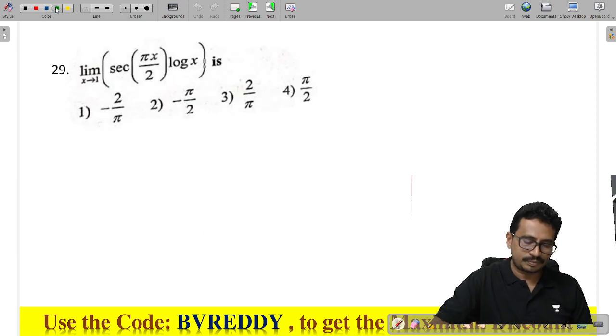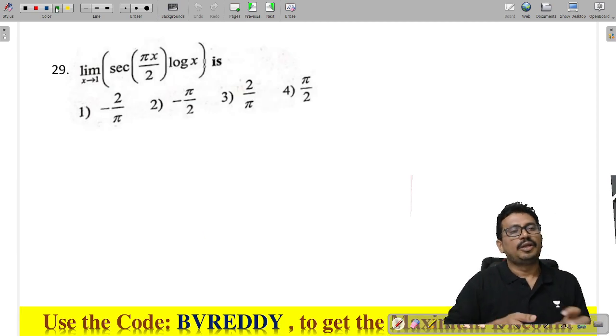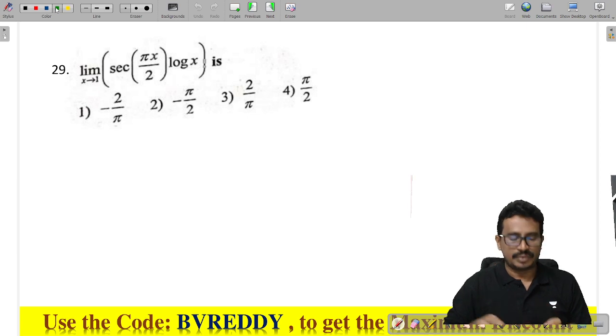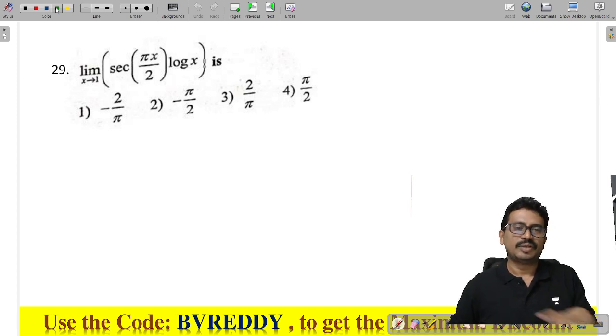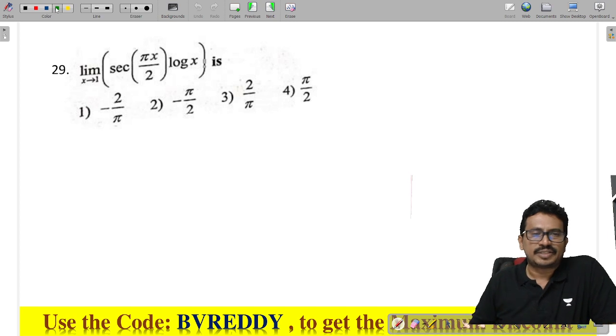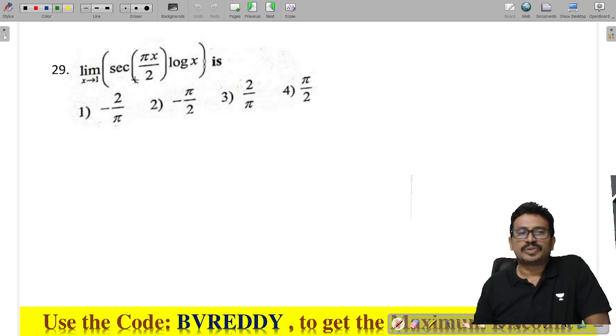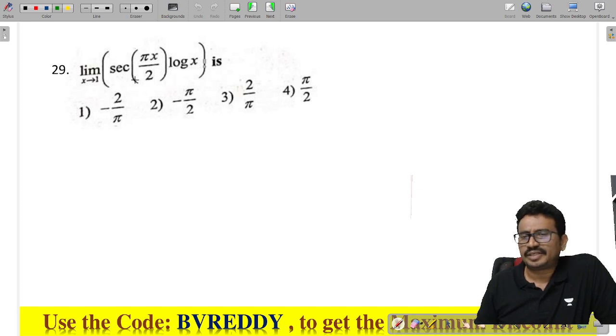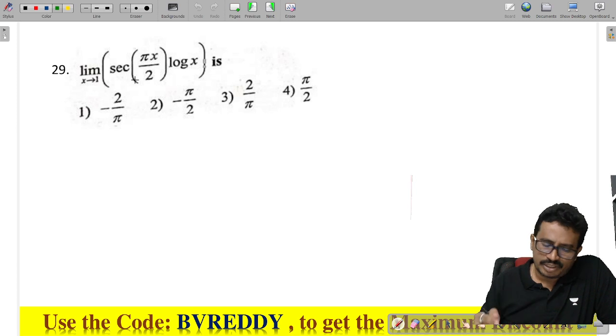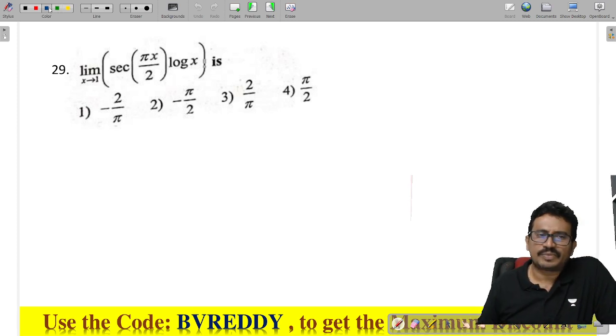Next problem. Limit x tends to 1 of secant. If I substitute the limit value, how will we get the expression? You tell me. Here we'll get this as pi by 2. So secant pi by 2 is infinite, and log 1 is 0. Infinite into 0 is not a valid form, which is undefined. So we need to convert it into a defined form.